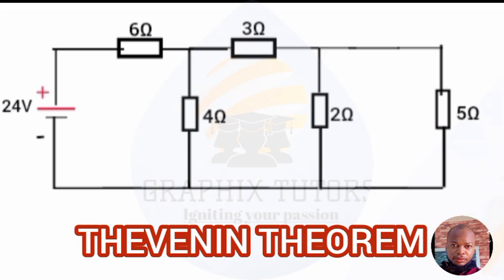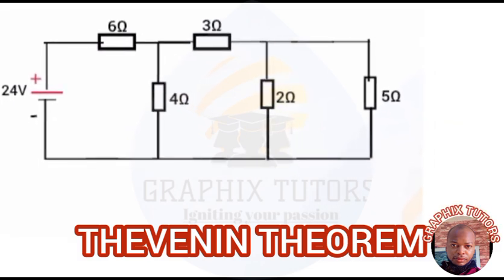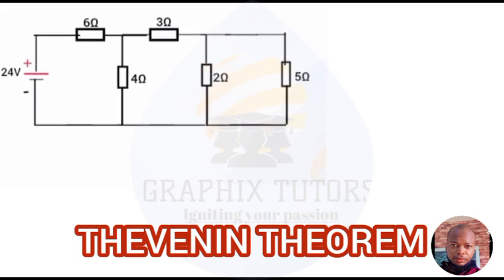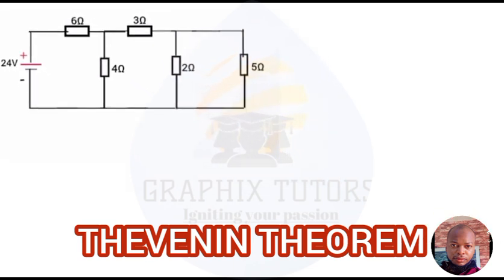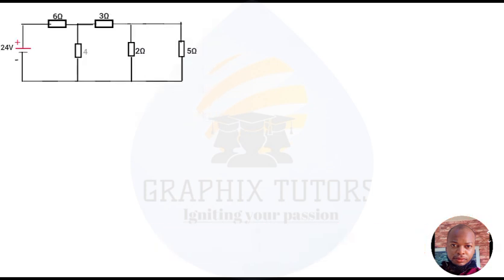And they are the resistors you can see in the circuit, which have resistances of 6 ohm, 4 ohm, 3 ohm, 2 ohm, and 5 ohm respectively. We call the remaining one active because it is the one producing energy in terms of electric current into the circuit, and that is the 24 volts that we can see in our circuit.